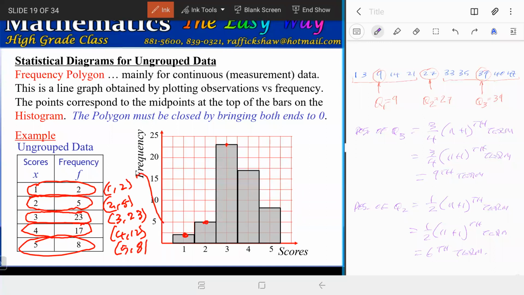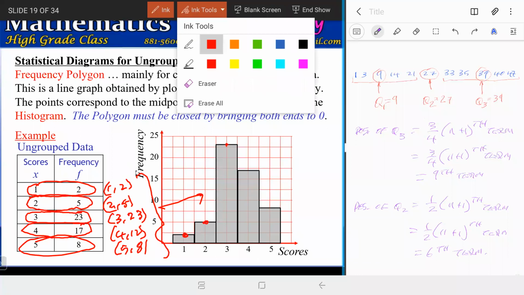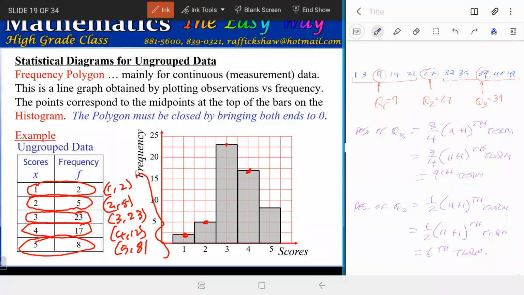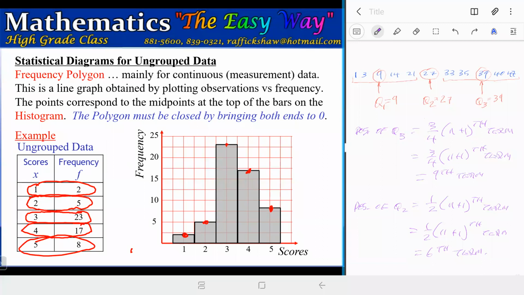Basically we're plotting these points on the graph right here. I'm leaving the histogram there from the previous slide to show you that the points correspond to the top of the bars in the histogram. That's what I want to show you first. If you draw the frequency polygon by itself, just plot the points and draw the line graph first. So that's a line graph first. So I join those points.